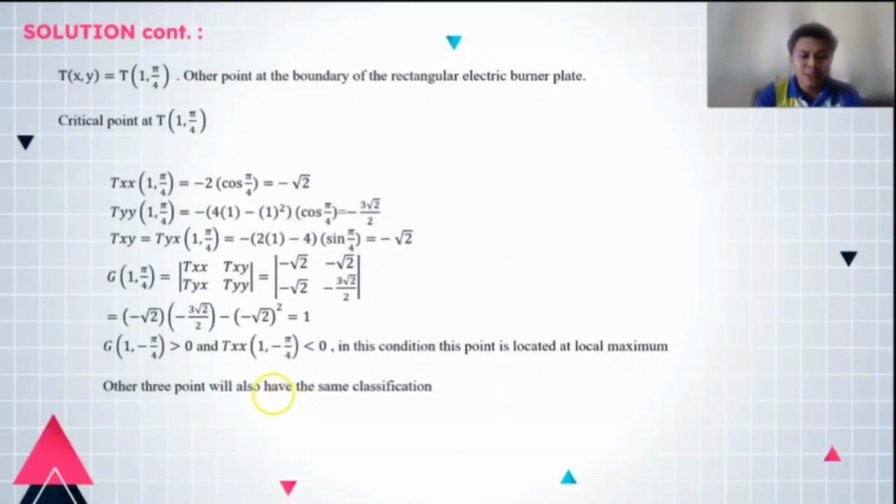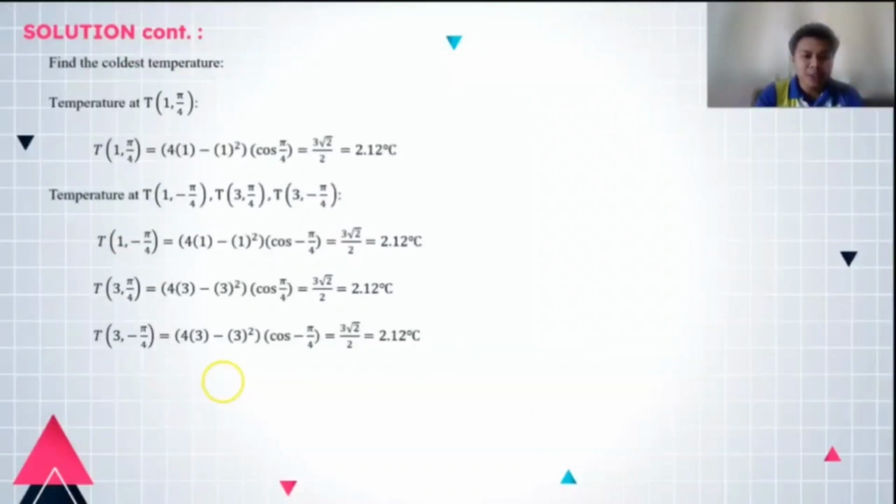After doing it at the 3 other points, you will get the same classification. Then we just put the point into the function to get the coldest point of the rectangular region, and the coldest point is 2.12 degrees Celsius. So the answer is the hottest point is 4 degrees Celsius and the coldest point is 2.12 degrees Celsius.